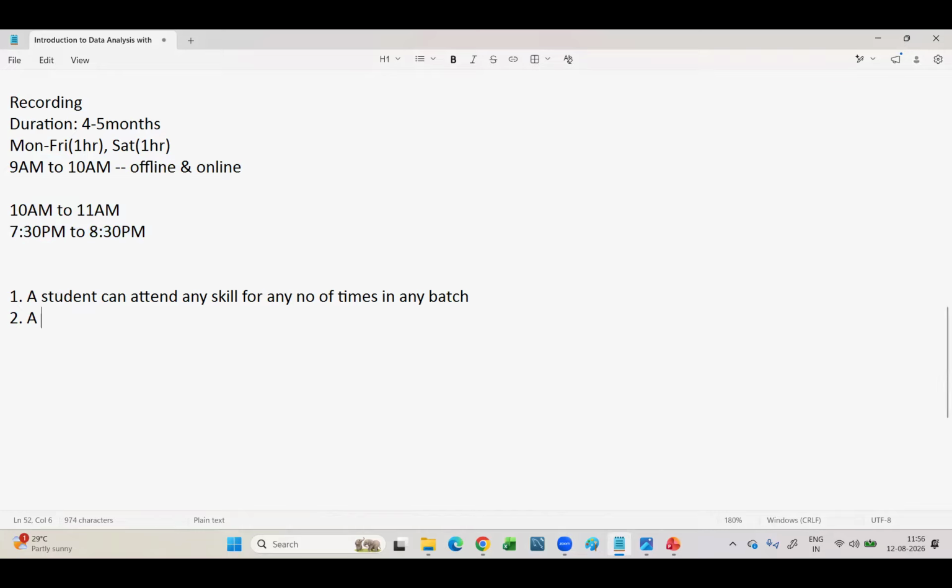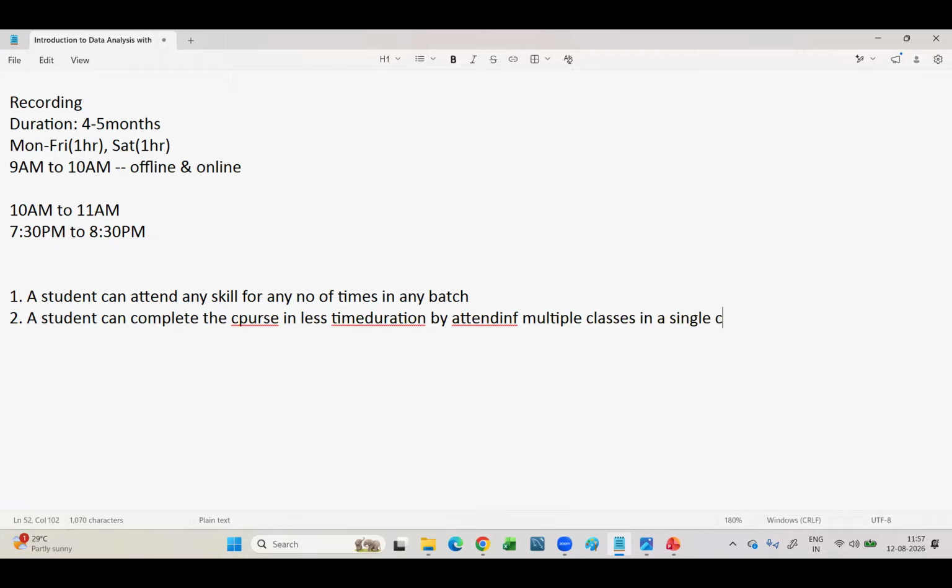You are not expected to pay any extra amount for this. Both of these flexibilities are part of your registration fees, no extra money for this. So a student can complete the course in less time by attending multiple classes in a single day.